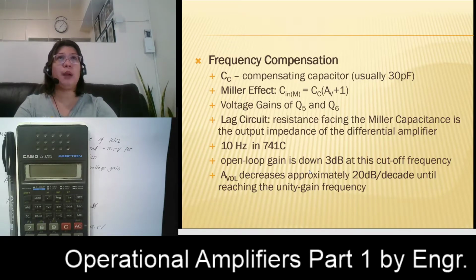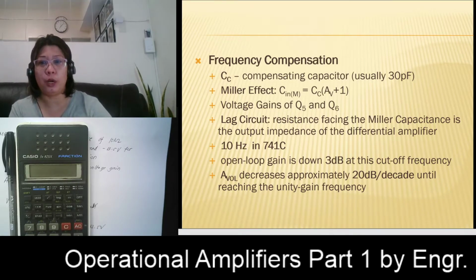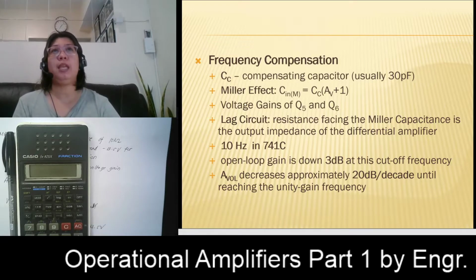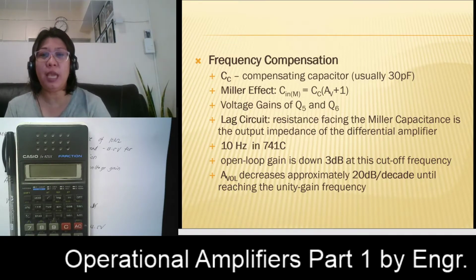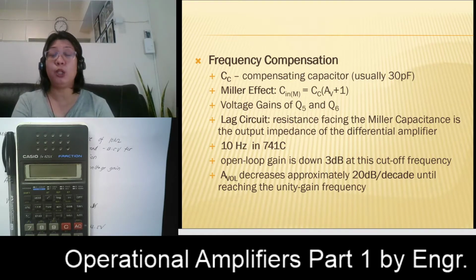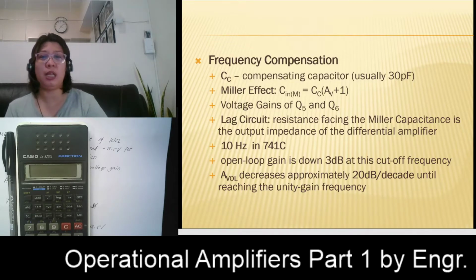Okay, so that capacitor forms a lag circuit. What do we mean by that lag circuit? The resistance facing the Miller capacitance is the output impedance of the differential amplifier. Due to that compensating capacitor, we have a significant pole at 10 hertz in the 741C. So what is that 10 hertz? Your open loop gain is down 3 dB. So this becomes the cutoff frequency for your operational amplifier.